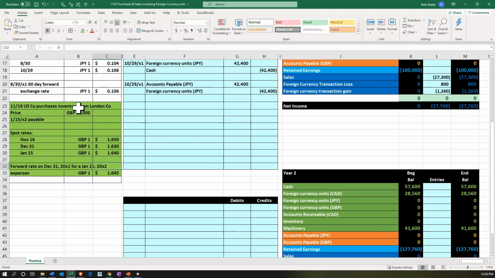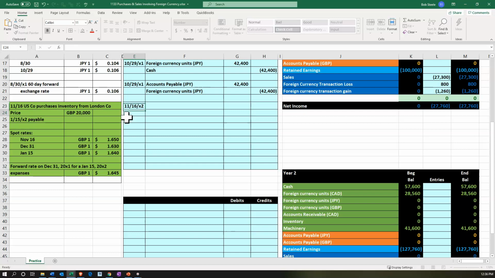We also have the forward rate here, which we won't be using in this problem, but we will be using forward rates later. Okay, so first we're going to say, the company, us, the U.S. company, we purchased inventory for 20,000, and we're going to pay it at a later point in time. So that's going to happen on 11/16.